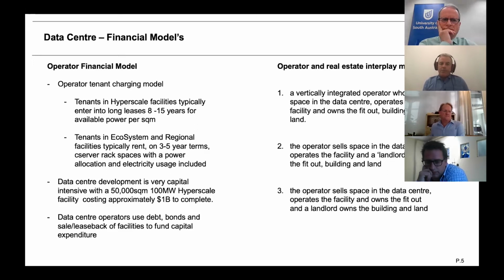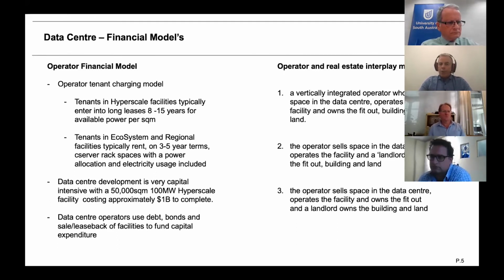In an ecosystem model, you buy or rent the space for one of those racks that we saw in the picture in what's a data center, and you might pay a couple of $1,000s a month to have that rack there, and you might commit to a term of about 3 to 5 years. And that has a power allocation and also a usage allocation to it as well.